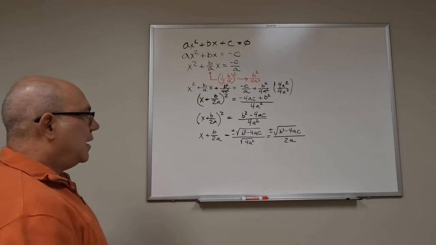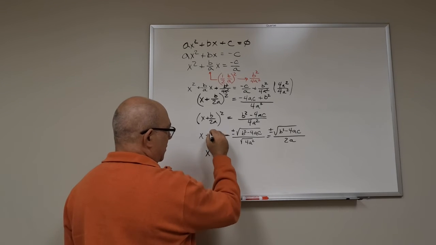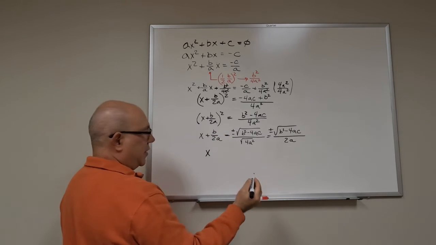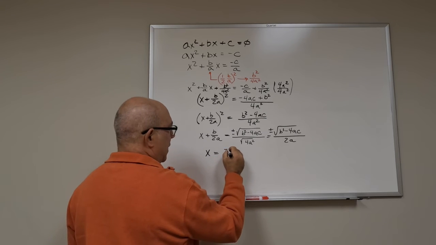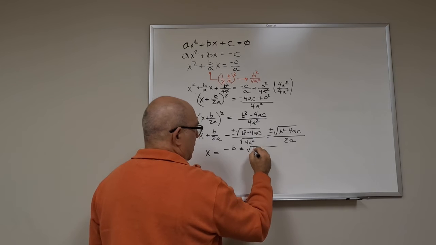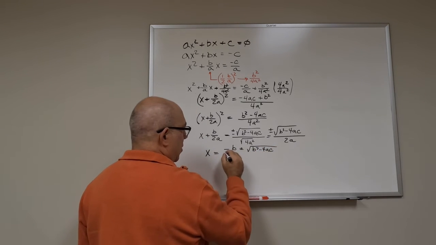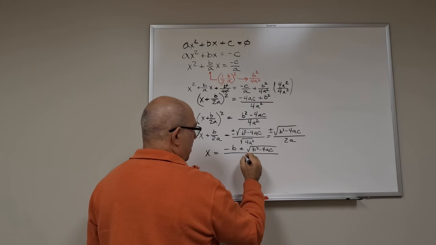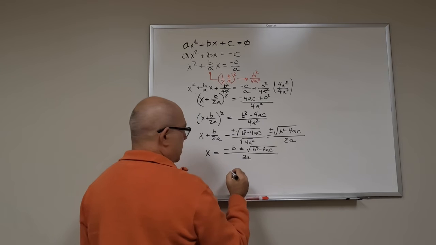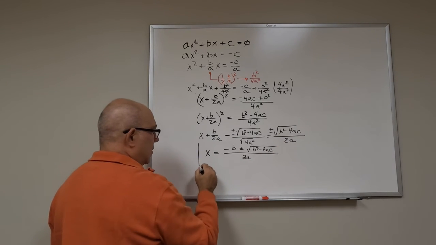All right, now we can solve for x. We have x by subtracting b over 2a from both sides. We can get x equals minus b plus or minus the square root of b squared minus 4ac all over 2a. Okay, because this is a common denominator, and that's our answer.